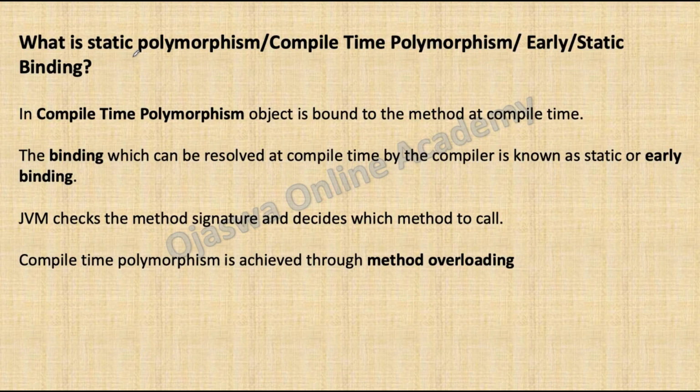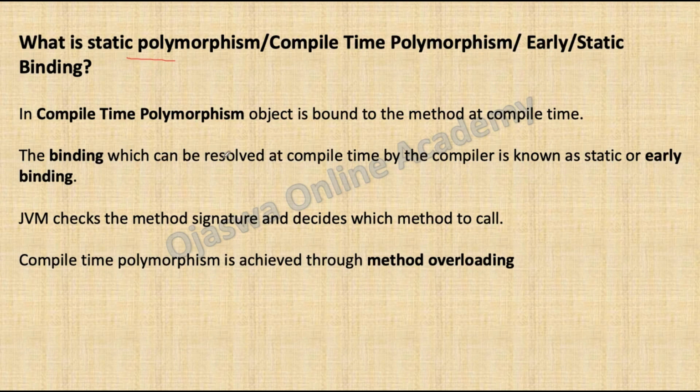Let us have a look at the definition of static polymorphism. Static polymorphism is also called compile time polymorphism, or it is also called early binding or static binding. In compile time polymorphism, the object is bound to the method at compile time. It is not bound to the method at runtime like it happens in runtime polymorphism. In static polymorphism, or early static binding, the object is bound to the method at compile time. This is a very important point to remember.